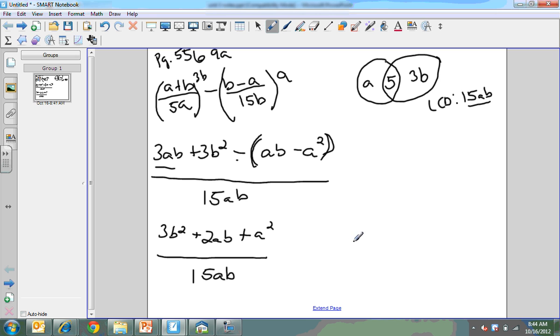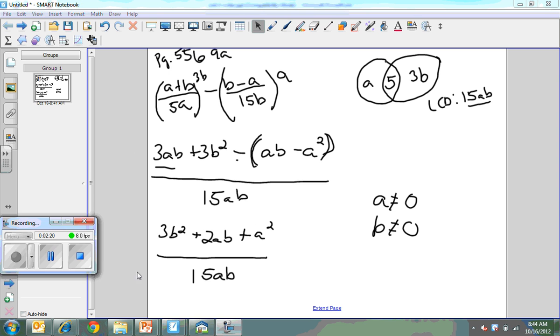We still have to make restrictions here. In this case, A and B cannot equal 0. Then we check to see if we can simplify this any further. So if we look in the top here, I've got a trinomial, but there's nothing in common. There's no GCF that I can factor out. So this is as simplified as we can get.